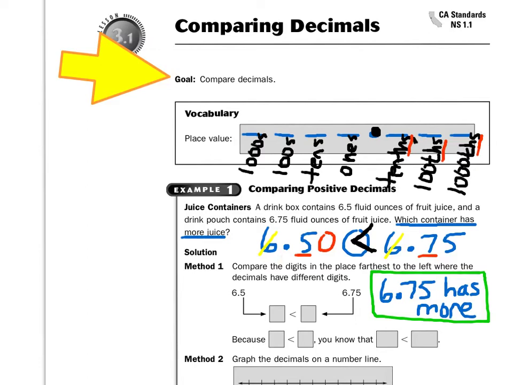And then find the decimal point and look right after the decimal point. I see a 5 and I see a 7, so I underlined those in red. And since 5 is definitely smaller than 7, I would put the is less than symbol here. So their question was, which container has more juice? It would have to be the bigger number, so the 6.75 has more juice.